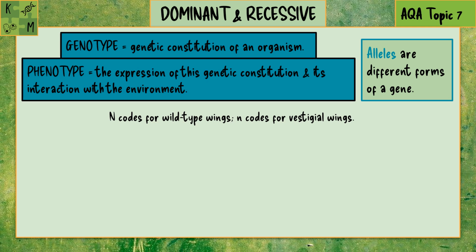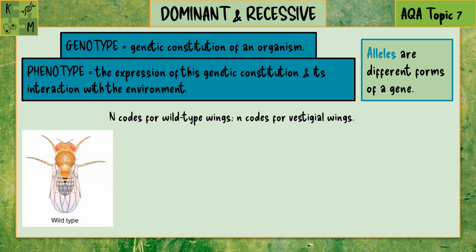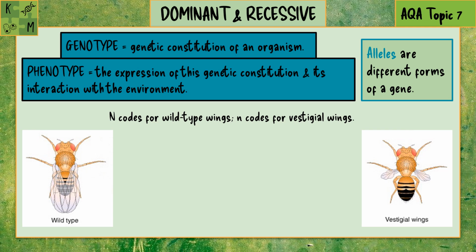So we're looking at the wing shape gene. So wild type wings are coded for by big N. So the allele is big N. Wild type wings are the standard wings that are produced on a fruit fly. The lowercase n, little n, codes for vestigial wings. These flies develop stumpy wings and can't fly very well.